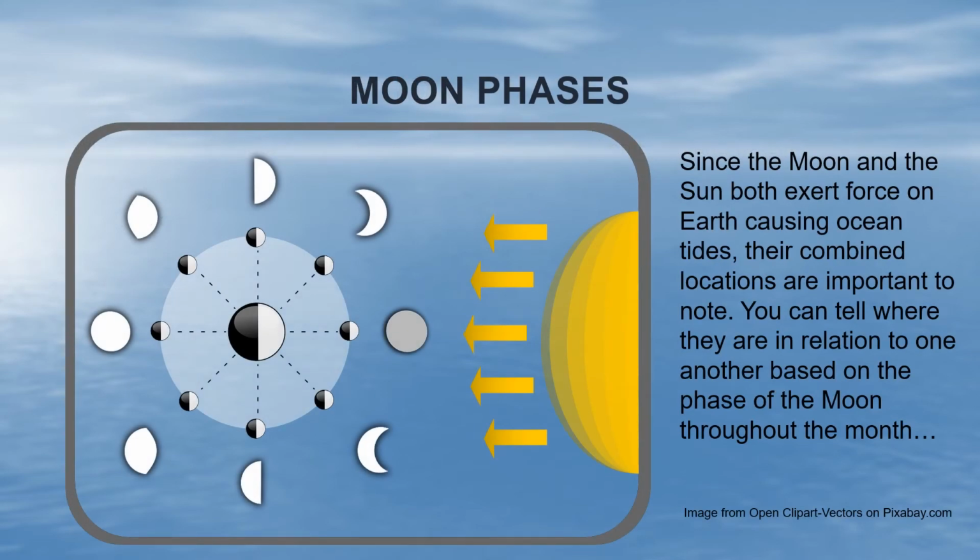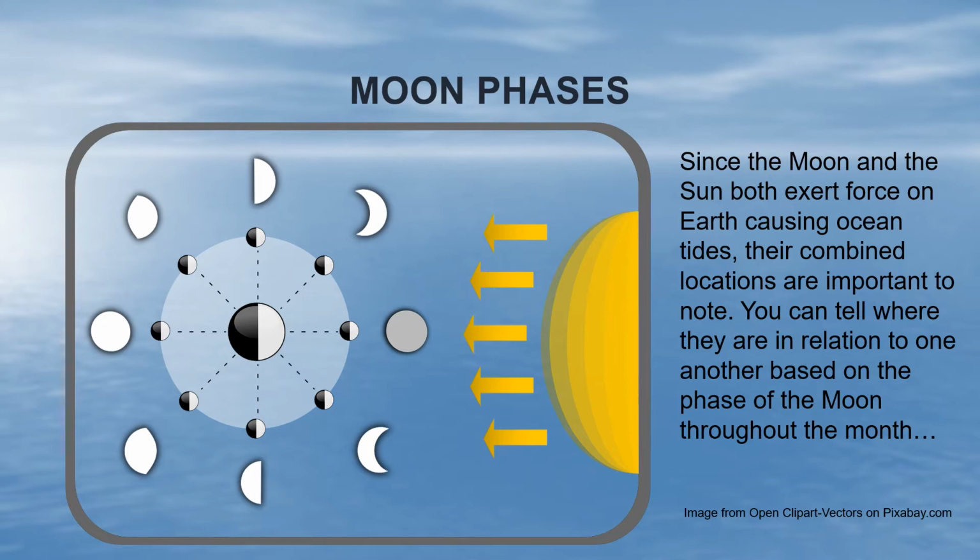We just discussed the fact that the sun and the moon are both exerting force on Earth and the water on Earth, which causes these ocean tides. Because of that, it's the combined locations of the moon and the sun that are really important in terms of the tides and whether the tide is coming in or out. The good thing about this is that if you look up in the sky and you see the moon with different shapes, the phase of the moon, or the shape that you observe, tells you the relative locations of the moon and the sun.